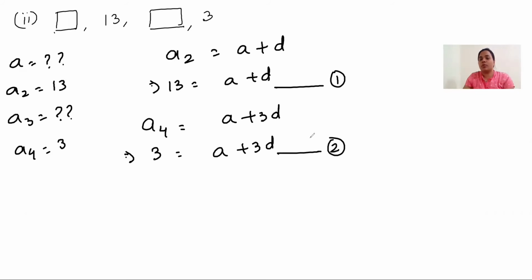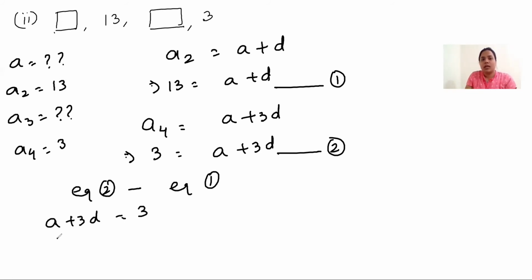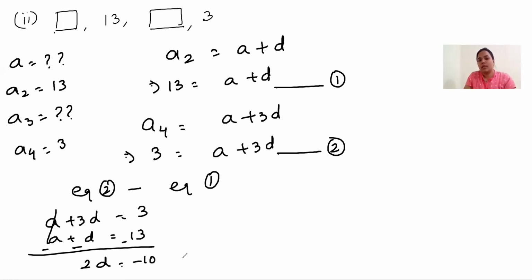We have two equations now. A plus D is 13, A plus 3D is 3. We will use the elimination method that we have done in chapter number 2, pair of linear equations. So we will subtract equation 1 from equation 2. A plus 3D is equal to 3, A plus D is 13. A will get cancelled. 2D is equal to minus 10. D is equal to minus 5.